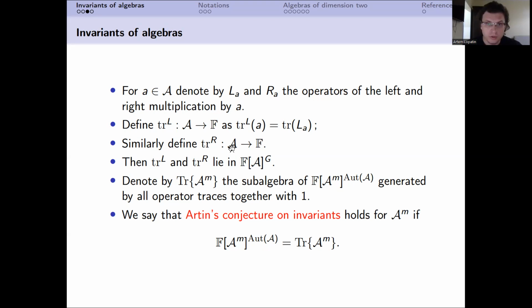First of all, we are going to define the operator of left multiplication and the operator of right multiplication by A. Here A is some element of algebra A. And then we can define traces, left trace and right trace. So the operator of left multiplication is, of course, a linear map.